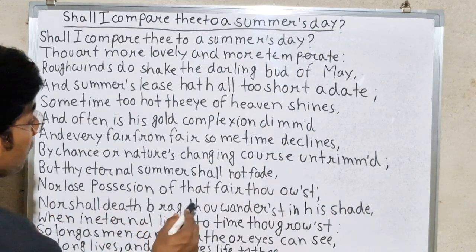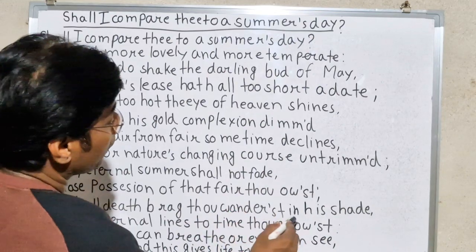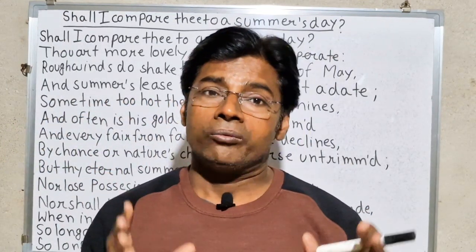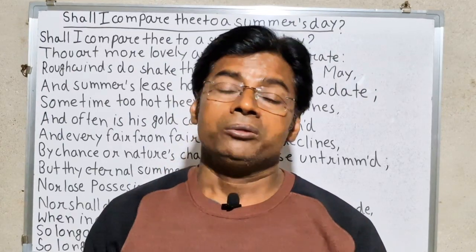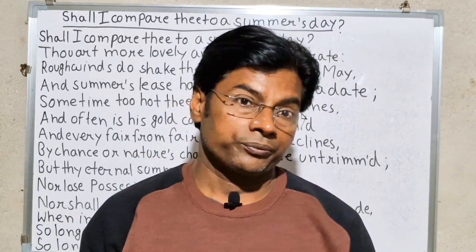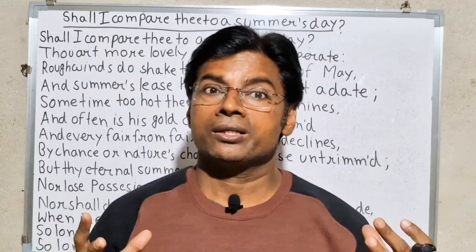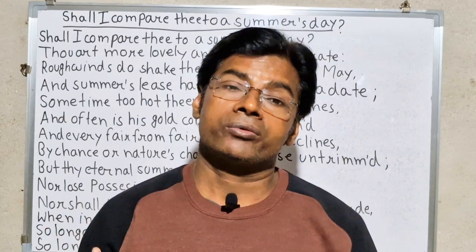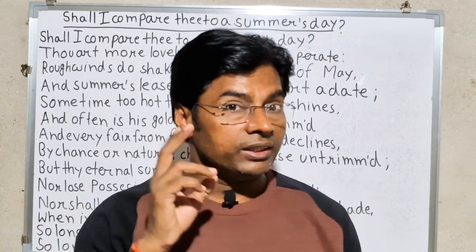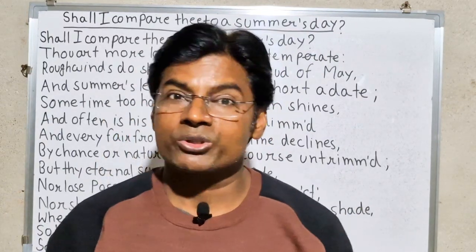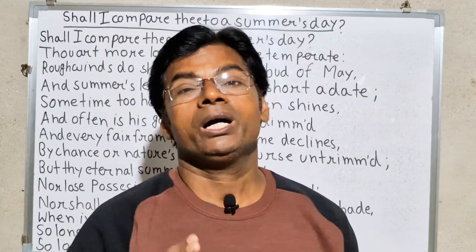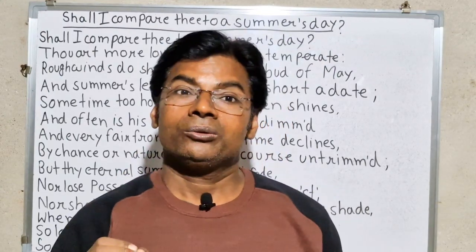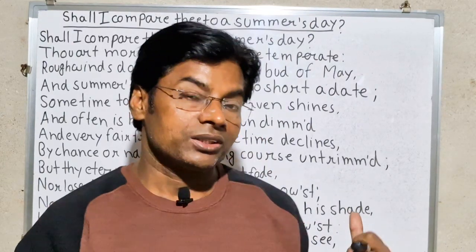Nor shall death brag thou wanderest in his shade. And here death is also personified. So here he paints death as a very cruel, boastful kind of being that always brags about its strength and power, that it kills and claims the life of one and all, from the weakest to the strongest. But he says death is not going to be proud. I'm not going to let death be proud by claiming your life. Death will not be able even to touch you.